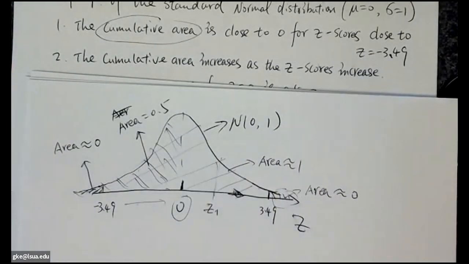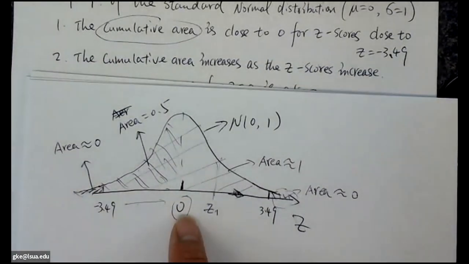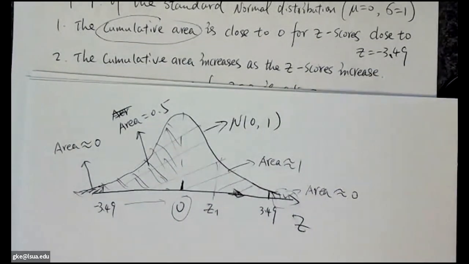Understood? So there are two important things you need to understand. The area underneath the curve should be 1. And the second thing I want you to remember: the cumulative area for z-score equals 0 is 0.5, because that is half of the total area. So today we just learned these two important properties.